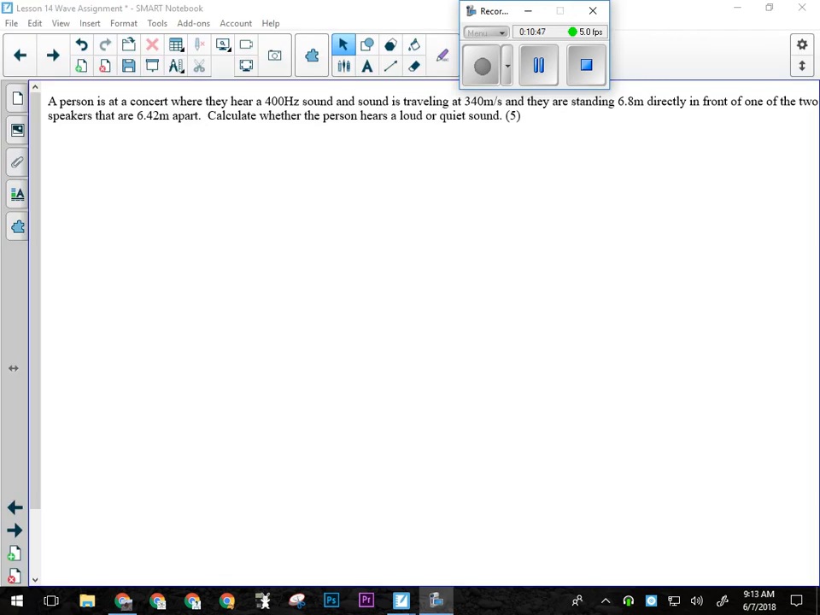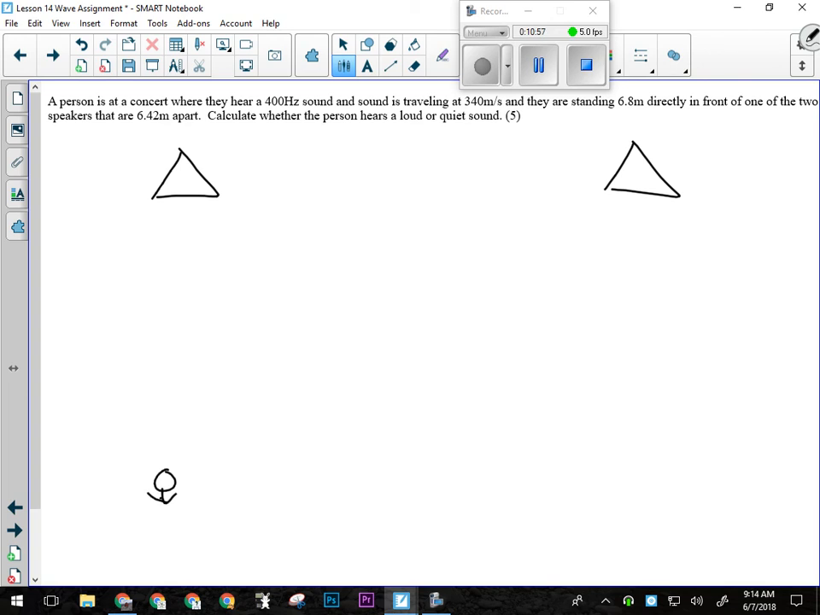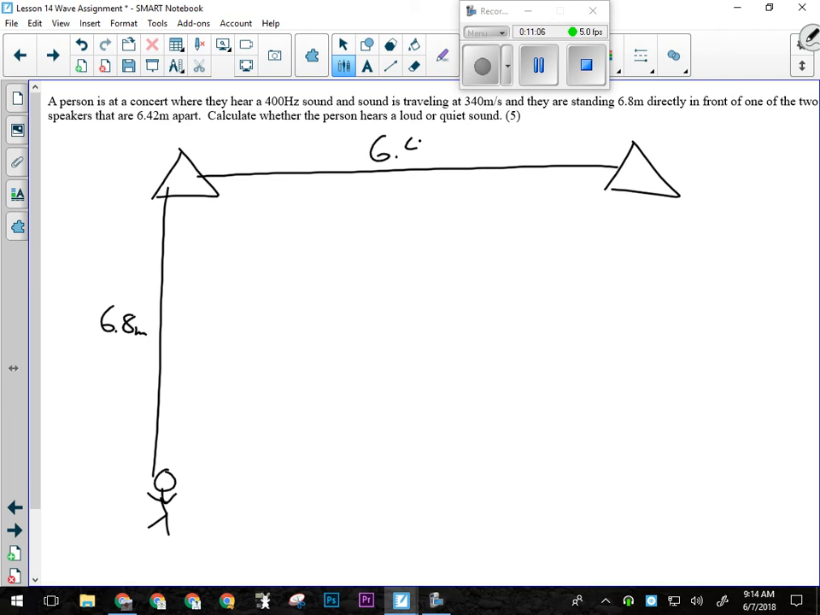All right, so let's have a look at this one here. We've got the two-speaker question again. The person who is observing is 6.8 meters in front of one of the speakers. We know that the speakers are 6.42 meters apart, and that they are producing sound that moves at 340 meters per second and has a frequency of 400 hertz.